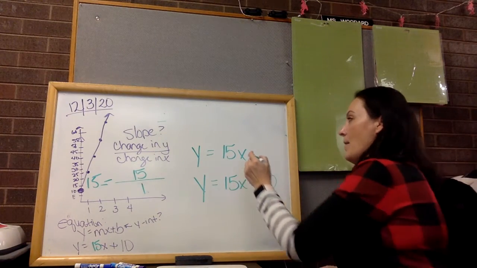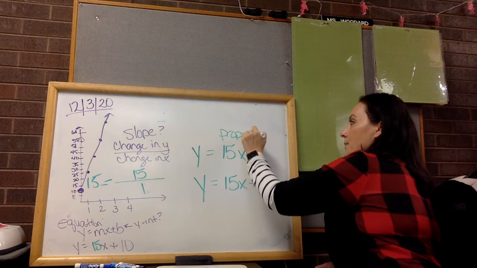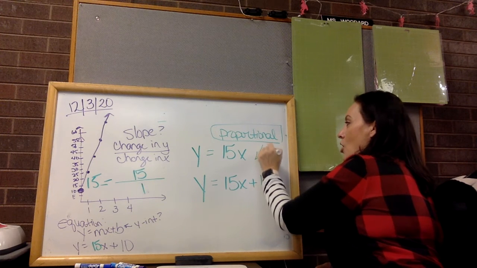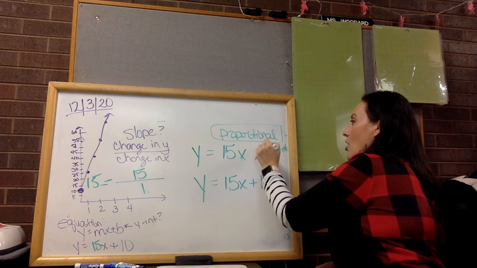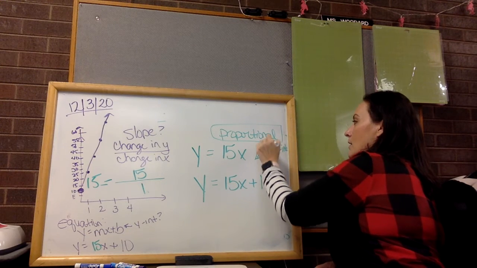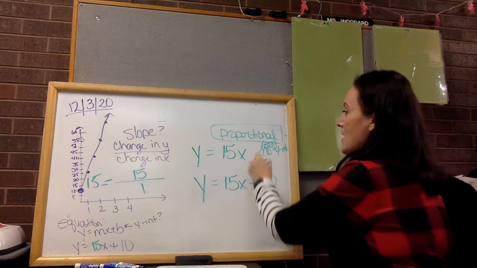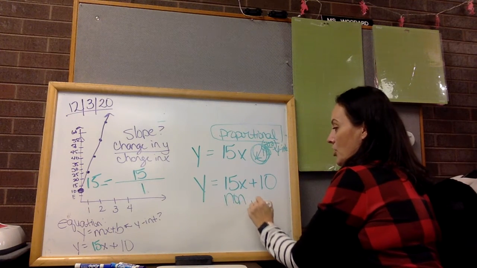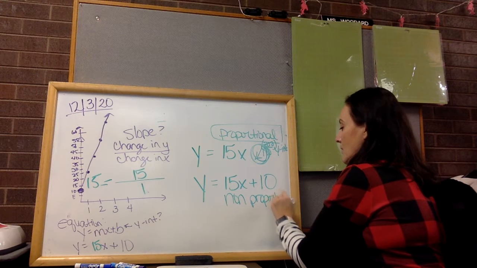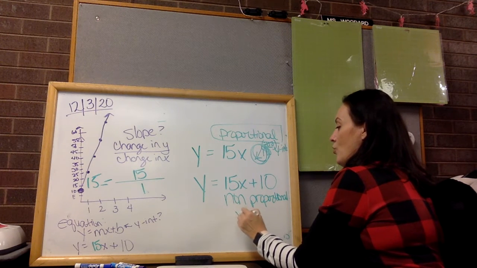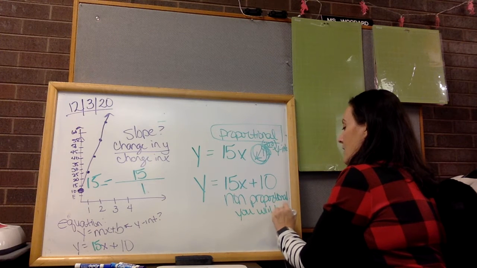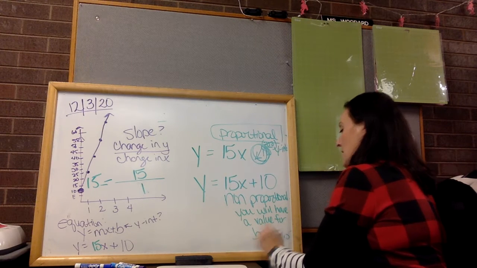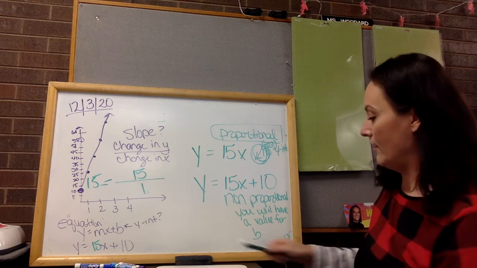When you guys are talking about a proportional relationship, when something is proportional, it will have no y-intercept, or it'll have a 0 y-intercept. So it's going to go through the origin. There won't be a b. This b is going to be missing. Whereas if it's non-proportional, you will have a value for b. There will be a value that will go in there. So that is the biggest difference.